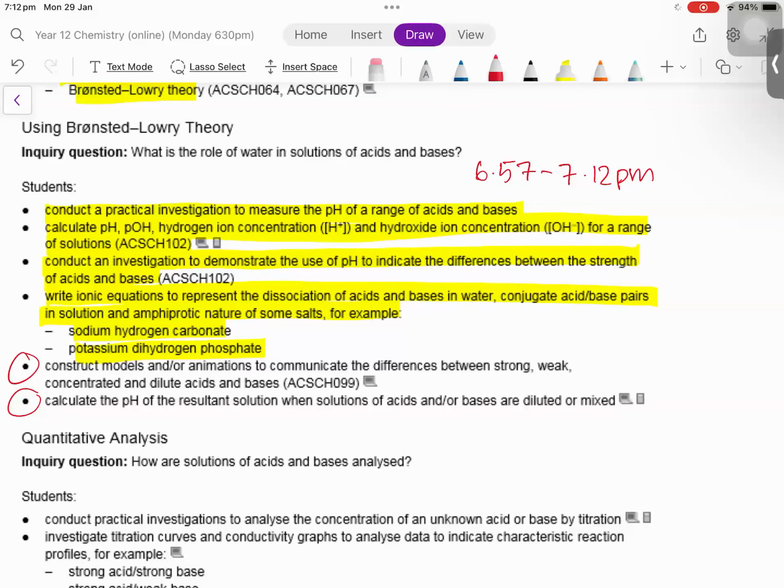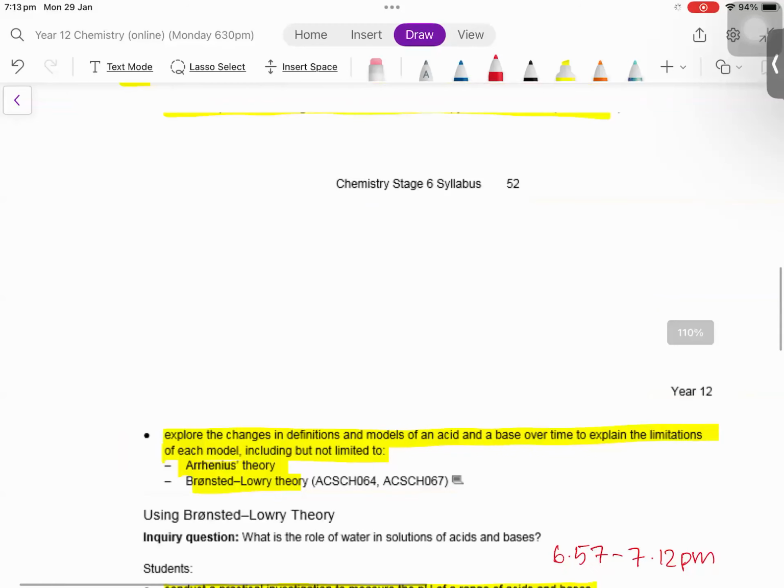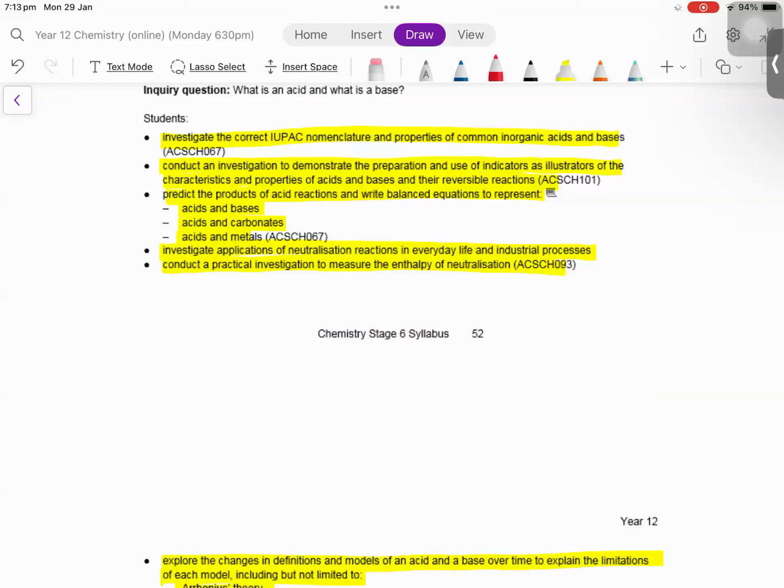Okay, let's get back into it. If you haven't already, submit your responses through. At this point, you have finished your first inquiry question for Module 6. You now need to know your common acids and bases. You need to know what they are. You need to know their formulas. You need to know their names.